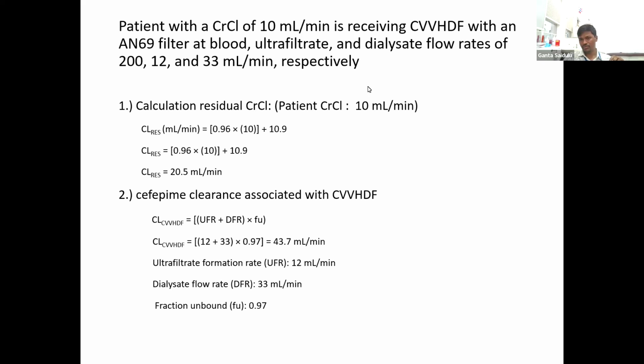If you don't know, anyone using a CRRT machine, in our hospital there is a display at the patient's bedside near the CRRT machine. There they display the blood flow rate, ultrafiltration rate, and dialysis flow rate. If you're not able to get it from the literature, you can use those values. For this patient, the blood flow rate is 200 ml per minute, the ultrafiltration rate is 12 ml per minute, and the dialysis flow rate is 33 ml per minute. These three values are required to calculate the CRRT dosing. Apart from that, the creatinine clearance is 10 ml per minute.